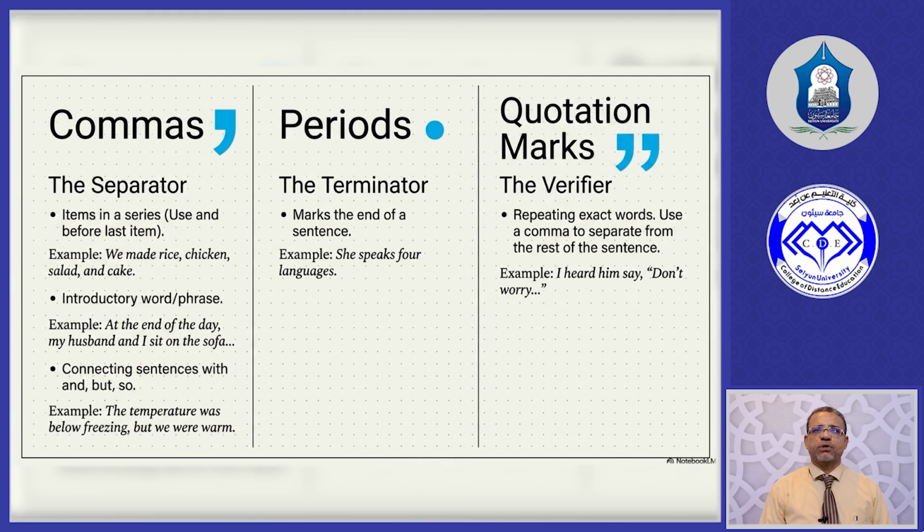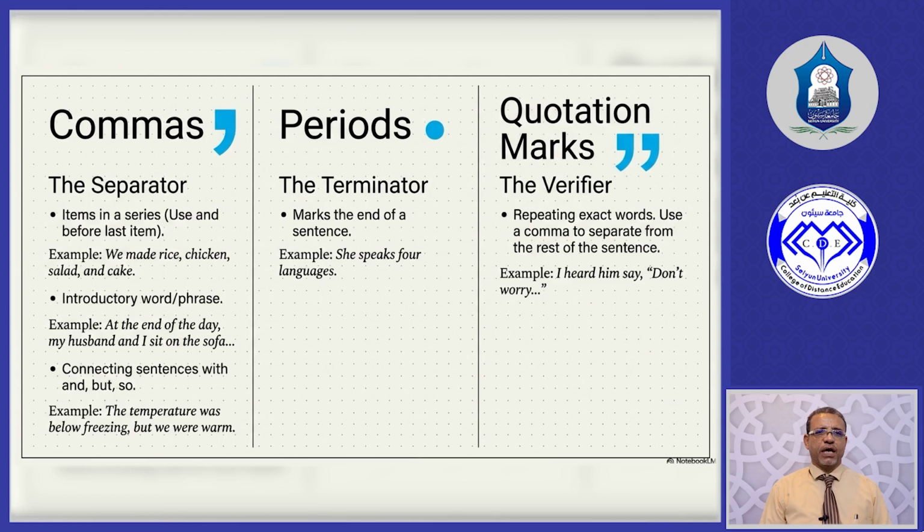Where do they come from, these two things? Number one, the commas, the separator. Items in a series use commas, including before the last item. For example, we made rice, chicken, salad, and cake. You see here, after rice, we have a comma. After chicken, we have a comma. And after salad, we have a comma. With more than one item, to separate them, we put commas. And the last one, we use and, of course preceded by a comma.